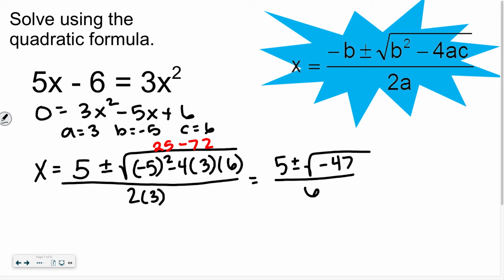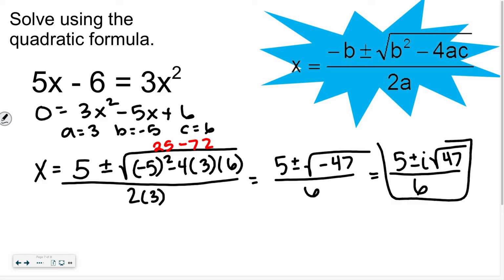Since my discriminant was negative, I have two imaginary solutions. So remember, when you're showing imaginary solutions, you should always have an i in them. And the square root of 47 doesn't simplify, so I would leave it 5 plus or minus i square root 47 all over 6. The 5, the 1i, and the 6, they don't share any common factors, so I'm not going to reduce them. And remember, you have to reduce all of them or none of them. So that would be my final answer, two imaginary solutions.